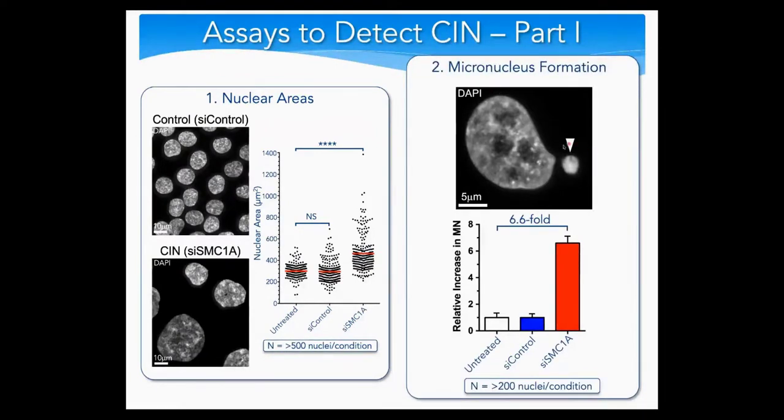The second assay that we use is the micronucleus formation assay. For those of you that are unaware, this is a micronucleus here, which is really defined as an extranuclear body found outside that primary nucleus.